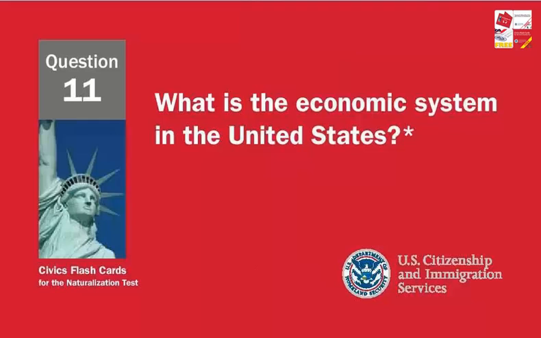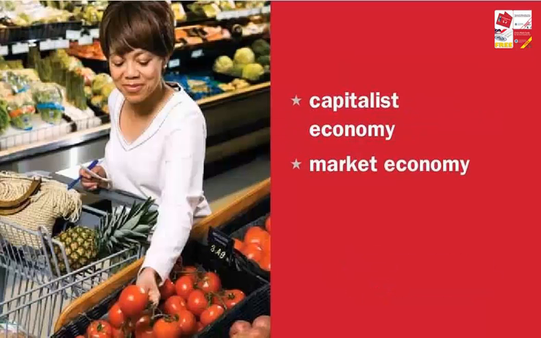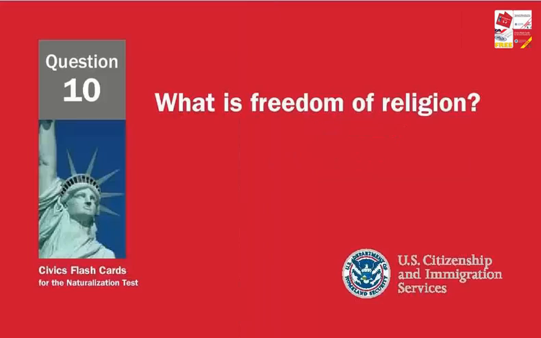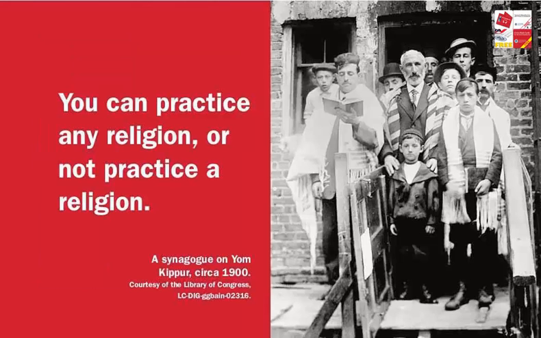What is the economic system in the United States? Capitalist economy. Market economy. What is freedom of religion? You can practice any religion or not practice a religion.